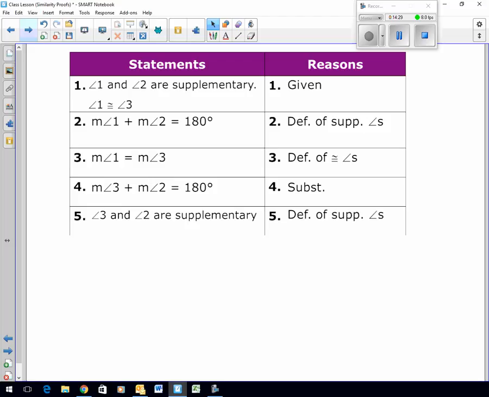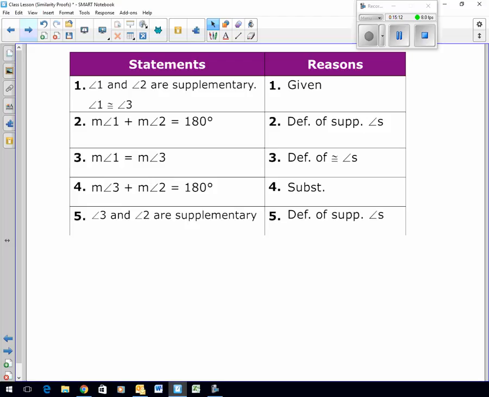So, 1 and 2 are supplementary. What does supplementary mean? Two angles that have a sum of 180. So all I do is take this particular piece of information and put it on paper. I'm just taking the definition of supplementary angles. It means that the measure of angle 1 plus the measure of angle 2 equals 180. That's all that means. I stop.